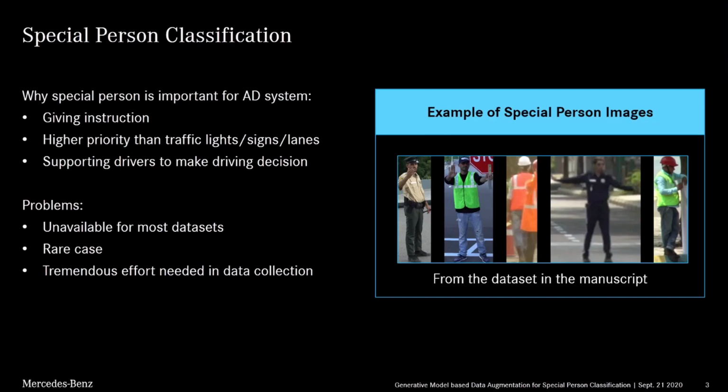But the major problem arises as most of the datasets don't provide special person information, since there is a low probability that the data collection vehicle meets a special person on the street. On the one hand, collecting a dataset with a large number of rare cases like this would take tremendous effort. On the other hand, training on an extremely unbalanced dataset would normally result in lower performance, despite scaling up or optimizing the classification networks.